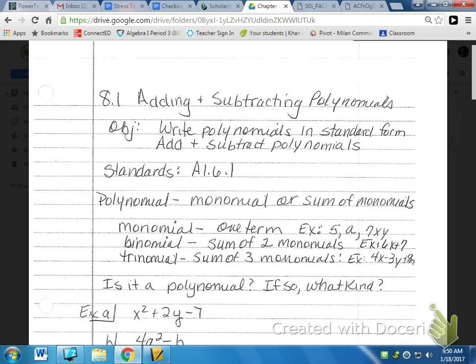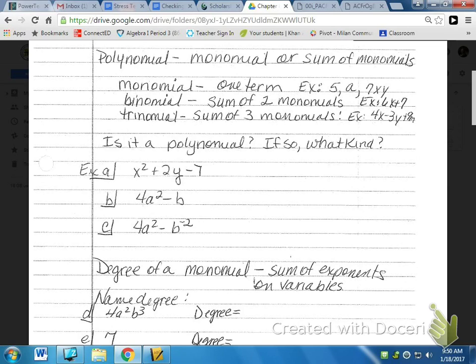So if you can remember what the condition was to make it a monomial, you'll be great with this. Monomials were variables, numbers, or products. The two things that kept it from being a monomial were a variable in the denominator, can't have that, or a variable in a radical sign, can't have that. That would disqualify it. So let's look at these and see if we can figure out: is it a polynomial? And if so, what kind?